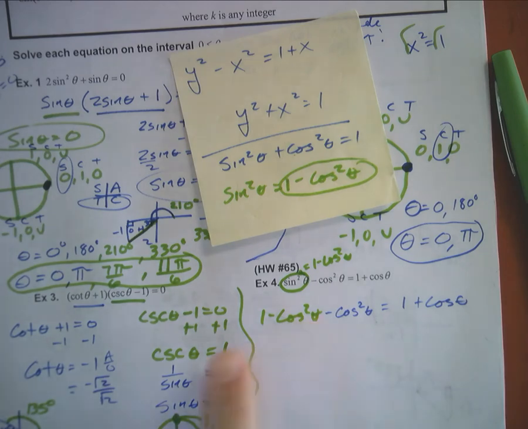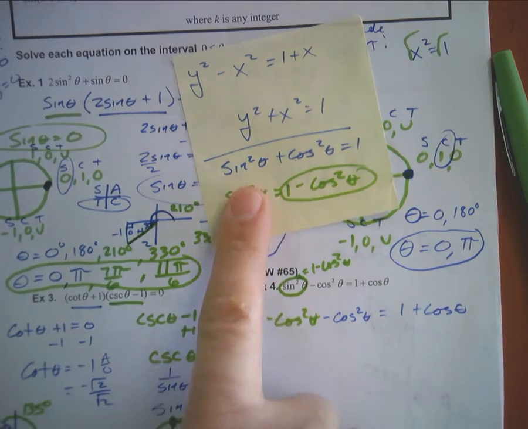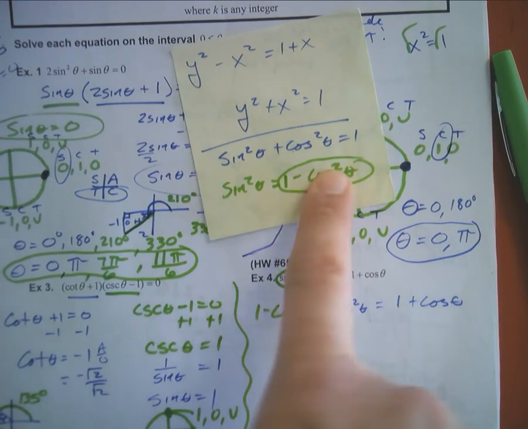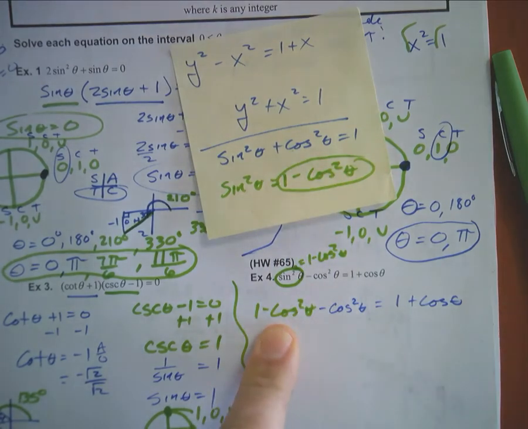Any questions of what I'm doing right now? All I've done is substitution. I know sine squared plus cosine squared is equal to 1, so if I move this cosine over, I can take that now and substitute that in.